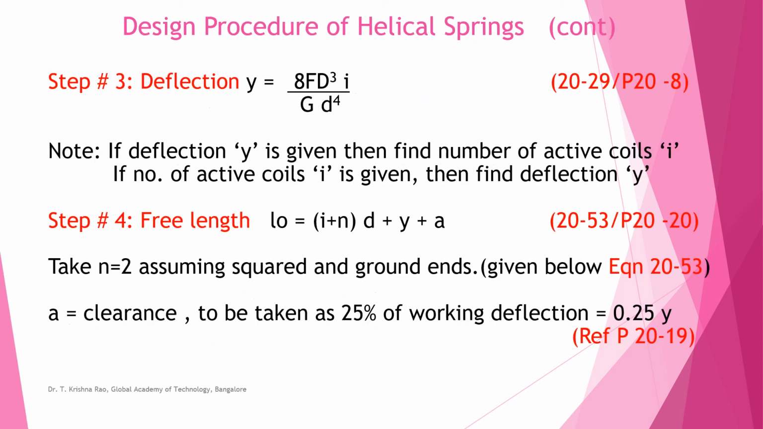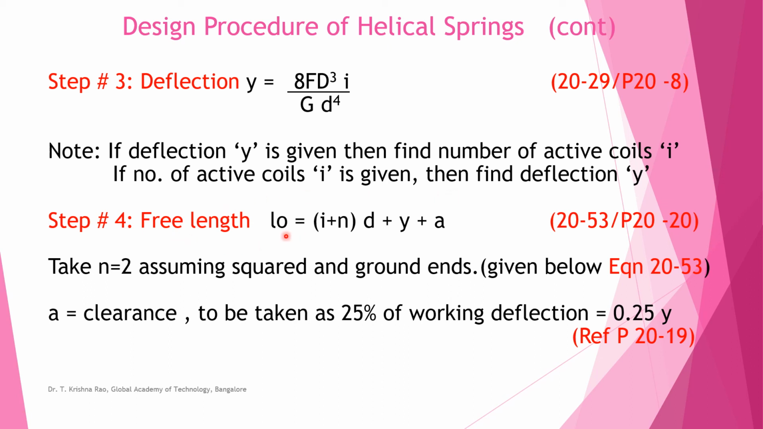After the second step, the third step is the deflection: how much the spring deflects under the given load. Sometimes deflection is given. I want 100 mm deflection, so how many coils should I use? Or if I have 10 coils, what will be the deflection? These two are interrelated, and the equation is the same. If y is given, find the number of coils I. If I is given, find the deflection y.